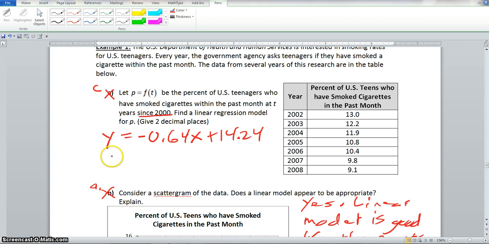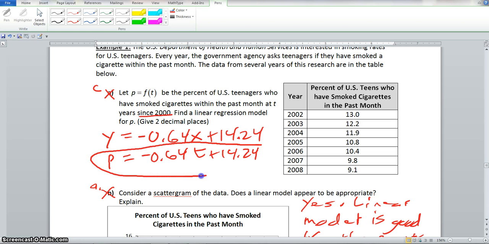However, we want to write this in terms of P and T. So it'll be P is equal to a negative 0.64 T plus 14.24. So this would be your answer, and this is what you should have gotten in your calculator or on Excel.